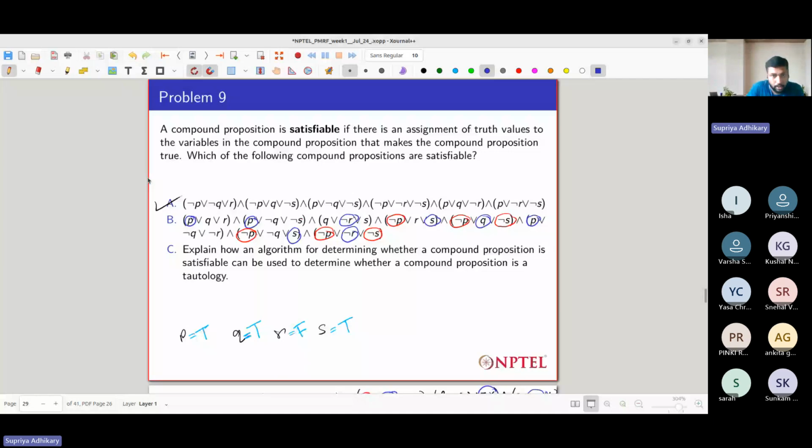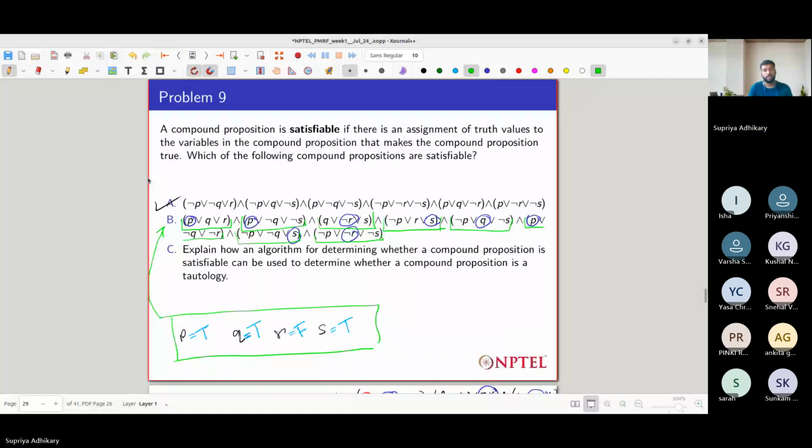Then we can see that for the first clause, we have at least one truth assignment. Second clause, again, we have at least one truth assignment. Fourth, fifth, sixth, seventh, each has at least one literal with the truth assignment. So given this truth assignment to P, Q, R, and S, we can ensure that this proposition B is satisfied. I mean, the proposition B takes the truth value T. So therefore, this is satisfiable.